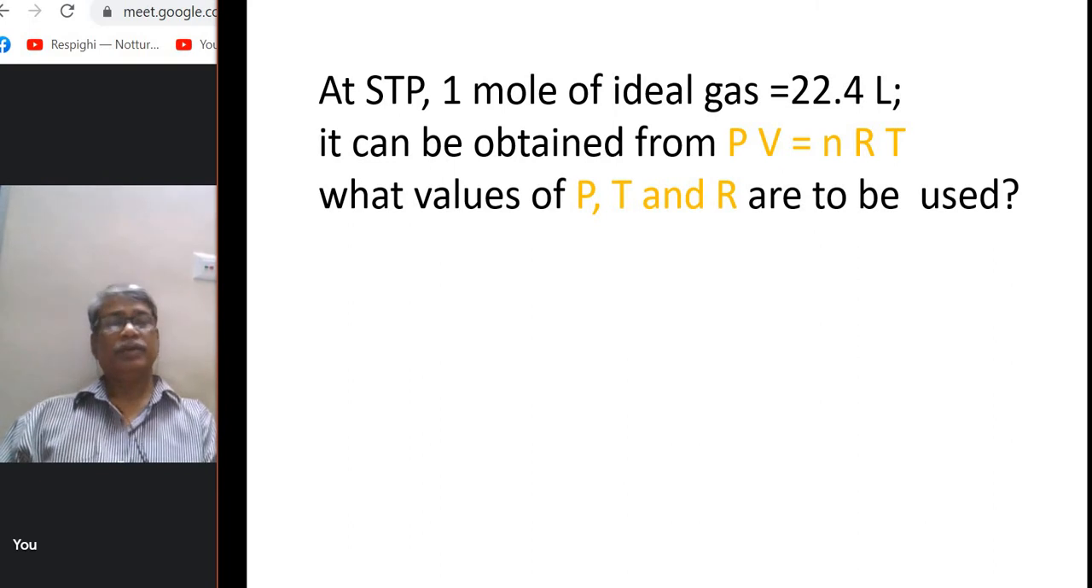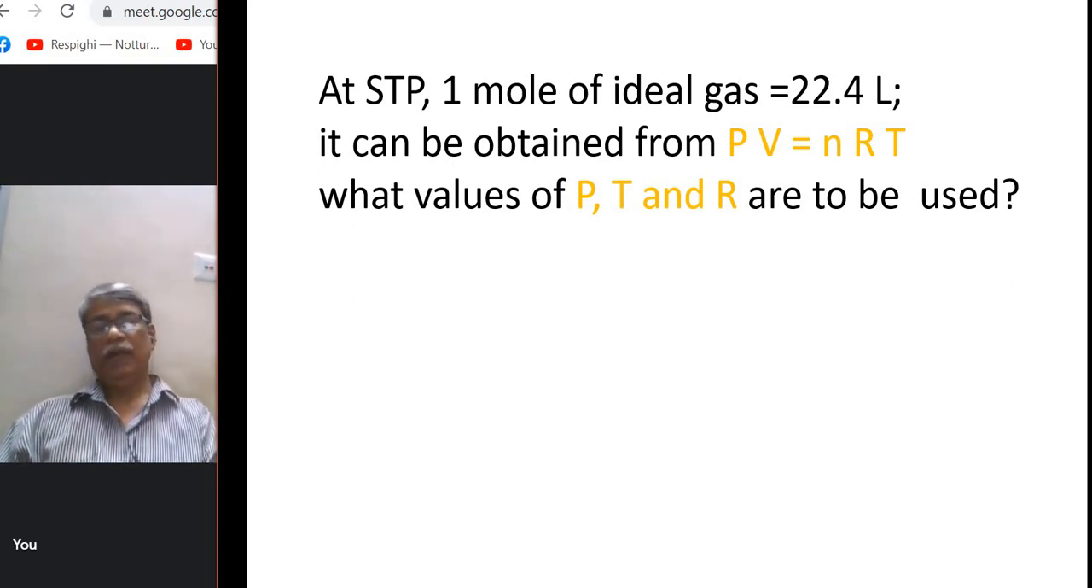Another one, it's trivial, but very often we make this mistake. At STP, 1 mole of an ideal gas is 22.4 liter. Have you ever measured it experimentally? No, it's not possible. It can be obtained, of course, from the theoretical equation PV equals nRT. But my question is, what values of P, T, and R are to be used?